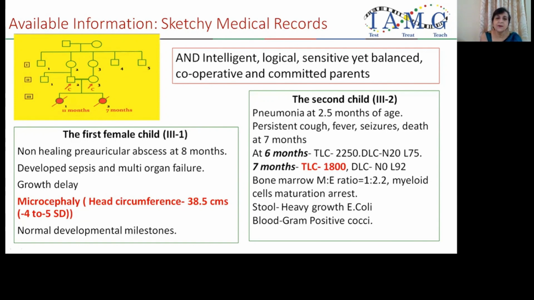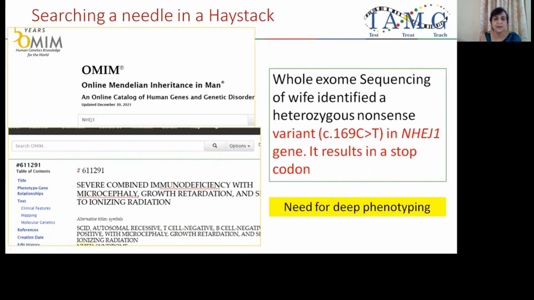So we decided to go ahead with the exome sequencing of the mother first, and it identified a genetic variant in the NHEJ1 gene.